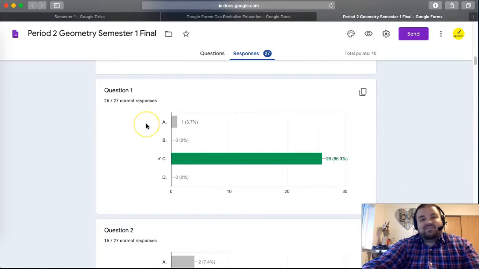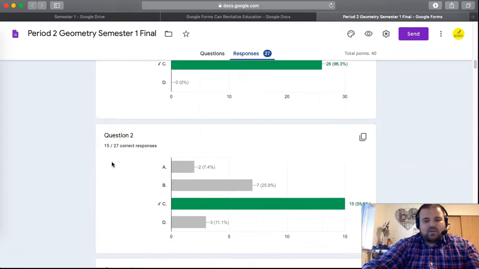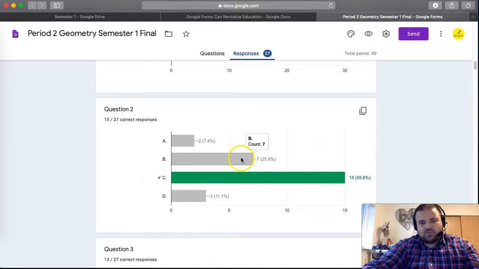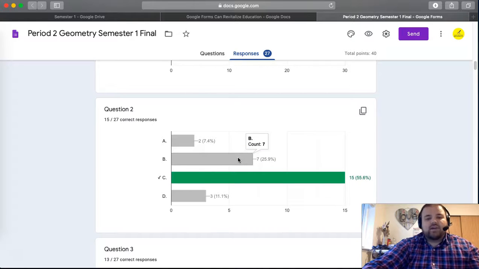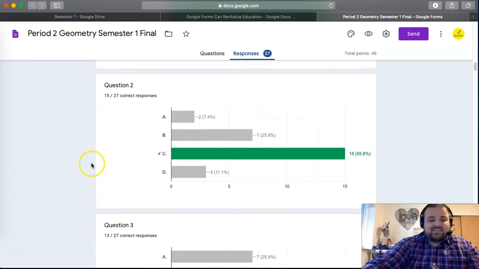Question number 1, relatively easy question. I had 96% correct. So it gives you the item analysis that you may be looking for, so you can determine what the common mistakes are that your students are making. Question number 2, 25% of my students got this one as their answer, but it was incorrect. So that may be a good problem for me to look at and say, hey, why is a quarter of my kids thinking this is the answer?